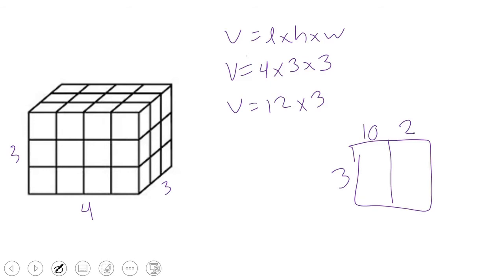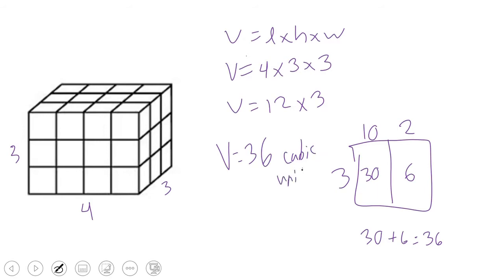3 times 10 is 30. 3 times 2 is 6. 30 plus 6 is 36. So my volume is 36 cubic units. Ta-da!